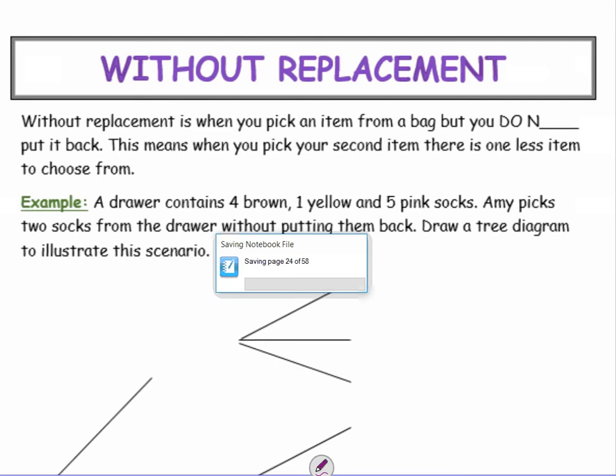So this is talking about with replacement and without replacement, this section. So let's look at when we're talking about without replacement. So without replacement is when you pick an item from a bag, but you do not put it back. This means that when you pick your second item, there is one less to choose from. That's why the denominators are going down by 1. So a drawer contains 4 brown, 1 yellow, and 5 pink socks. Amy picks 2 socks from the drawer without putting them back. Draw a tree diagram to illustrate the scenario.